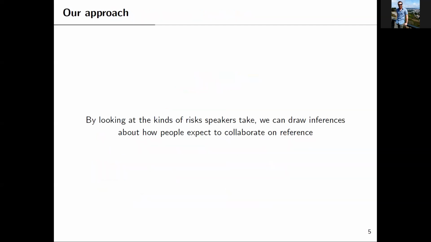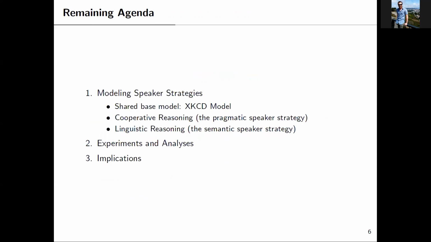In this work, our approach is to look at the kinds of risks speakers take and draw inferences about how people expect to collaborate on a reference. For the remainder of this talk, I will begin by outlining how we modeled speaker strategies from a shared base model to a cooperative reasoning model, which requires the listener's cooperation, and a linguistic reasoning model, which relies upon the meanings of words. Then I will discuss how we use the speaker strategy models with a colors of context dataset. Finally, I will conclude with some implications of this work.